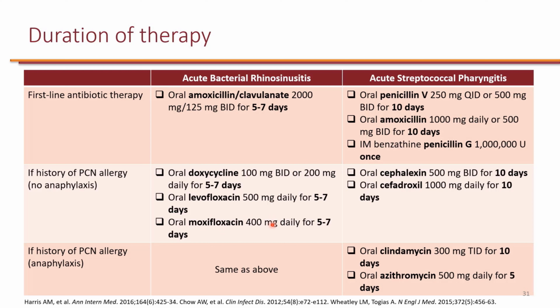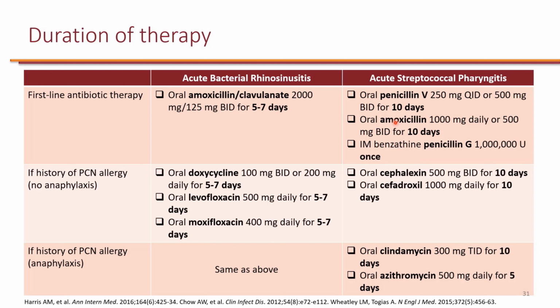Now, for the duration of therapy of acute streptococcal pharyngitis, you can choose penicillin. Penicillin would be the narrowest option. Unfortunately, adherence could be an issue with oral penicillin because it's typically given 4 times a day at the lower dose, or you can do a higher 500 milligram dose and give it twice a day to improve adherence, and this will be for 10 days.